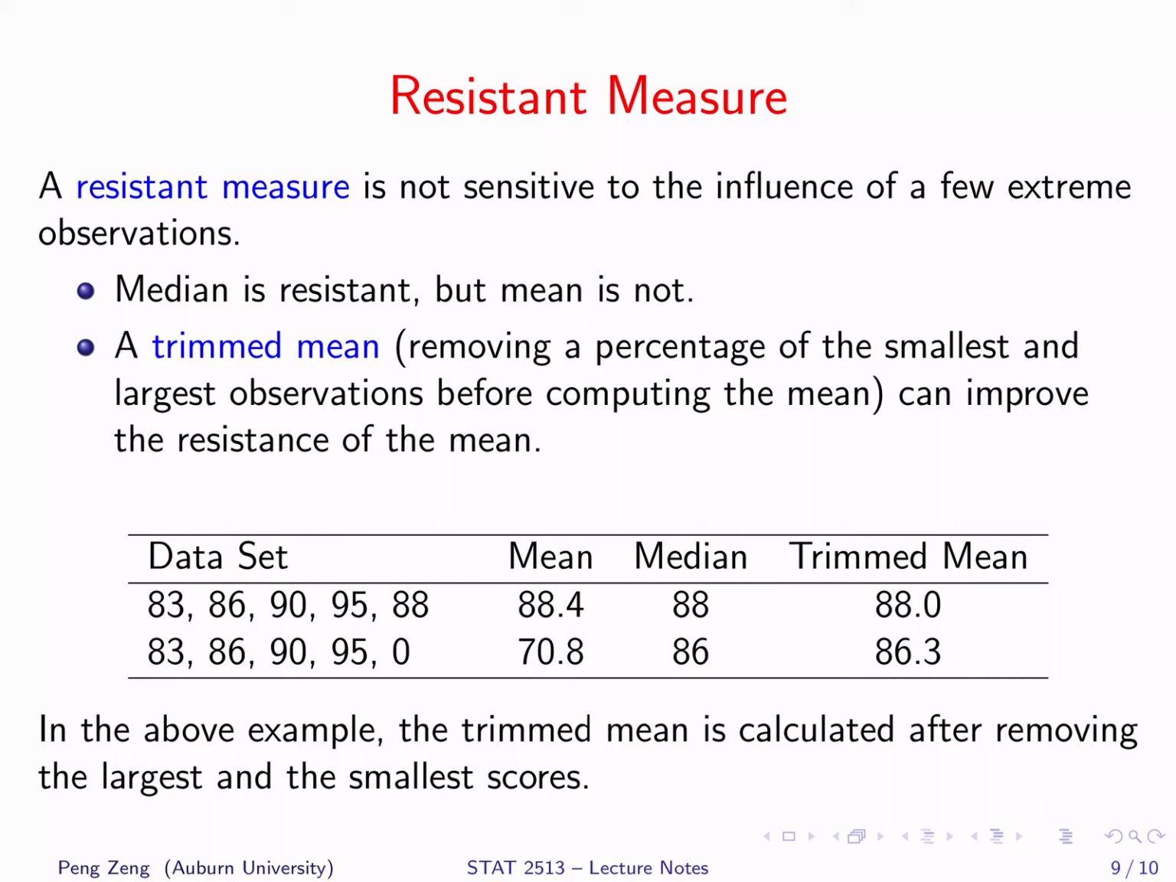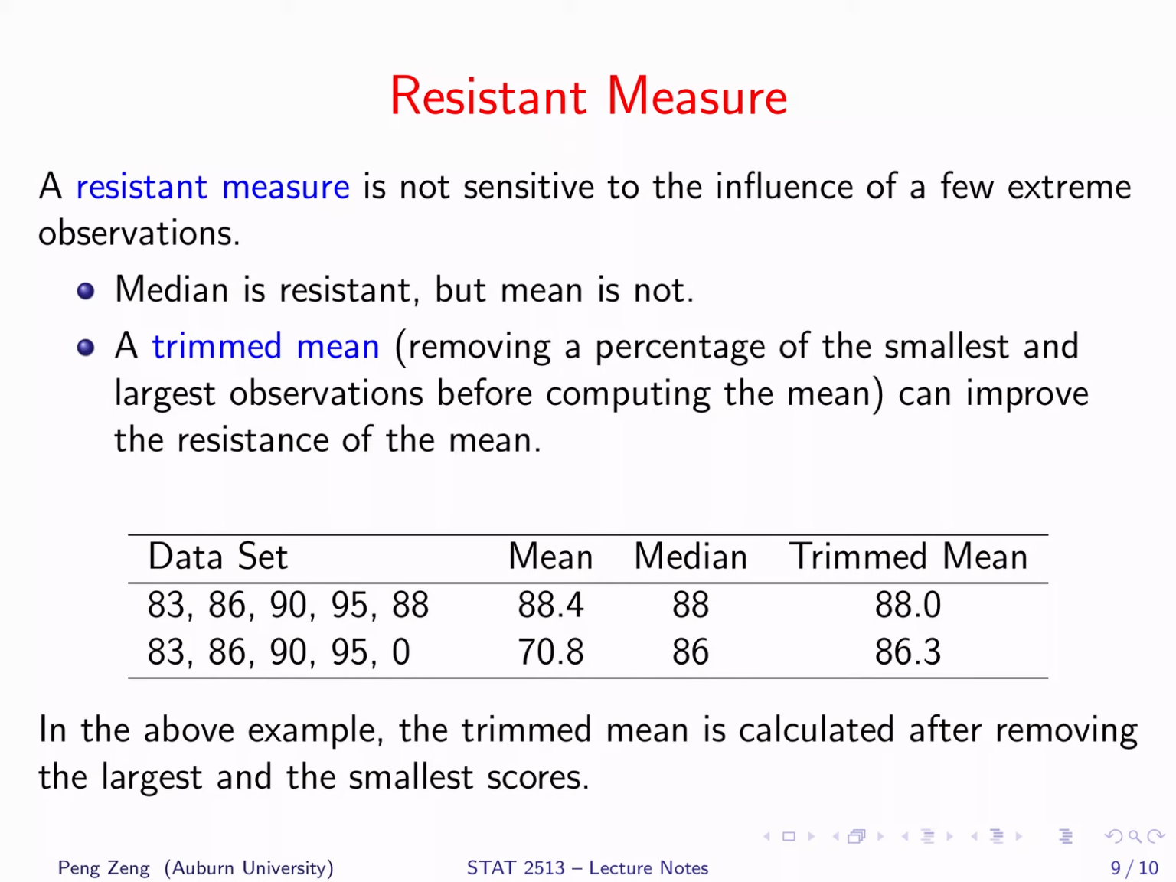However, the median does not change much. The first one is 88, and the second one is 86. This example illustrates that a few extreme observations does not affect much the value of the median, because the median is only determined by the number in the middle.